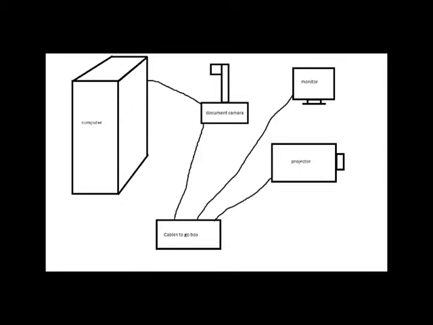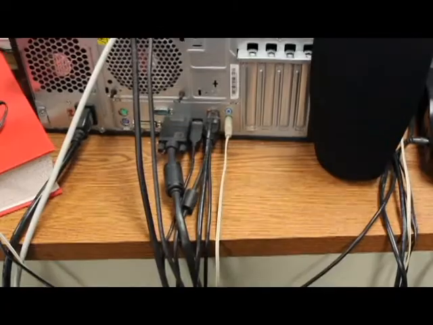To start, the output on the computer will go into the input on the document camera. From there, the output on the document camera will go to the input on the cables to go box. This will need to be a male to female VGA cable. Then, the two outputs on the cables to go box will go, one into the projector and the other into the monitor. This will allow the document camera to switch between displaying the document camera or the computer. However, the displays will be showing the same thing on the monitor and projector.